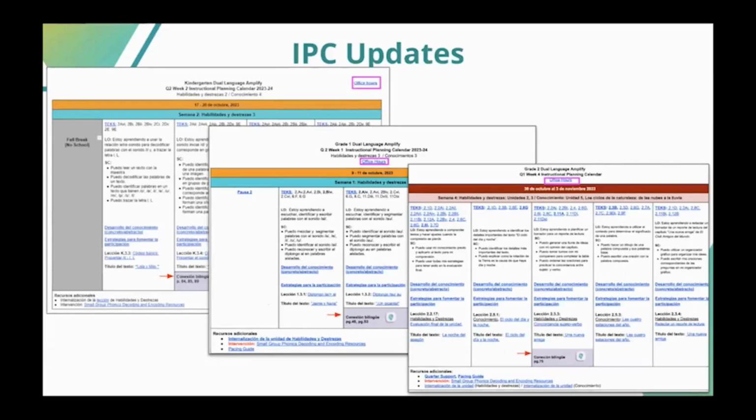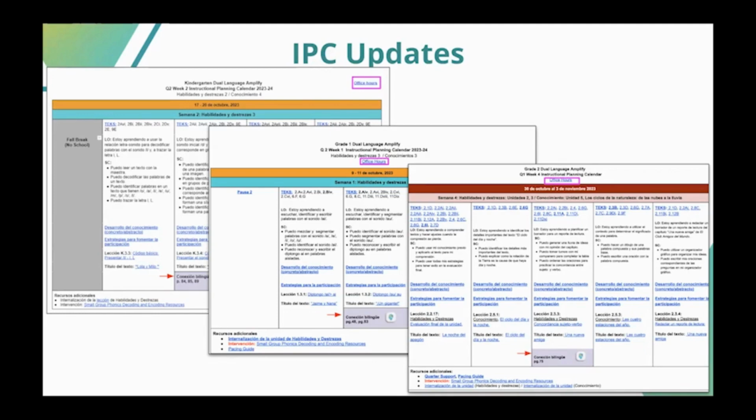We have our IPCs for quarter 2. They look the same as they did in the first quarter, but one thing to notice is that in the purple box, you'll see a link for our office hours. When you click on that, you're going to be taken to that specialist booking time. For example, if you need to speak to a kindergarten specialist, you'll click on kindergarten. First grade, you'll click on first grade. And for second grade, you'll click on my office hours.